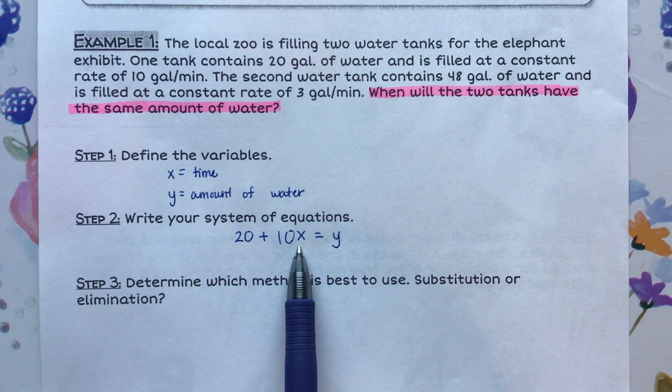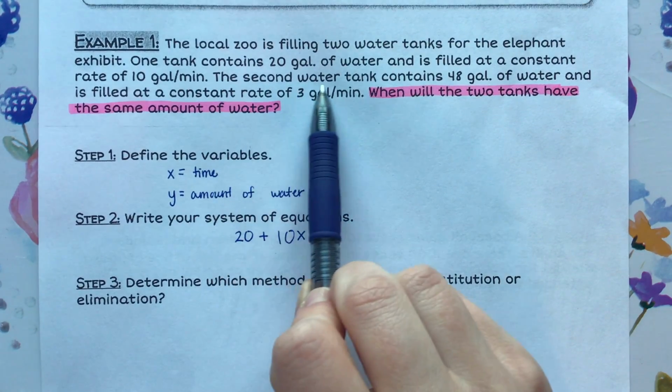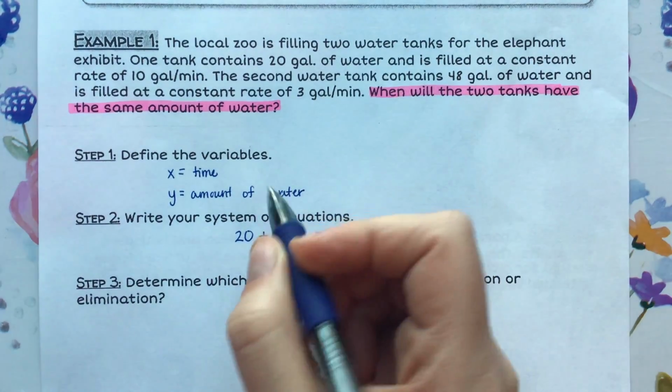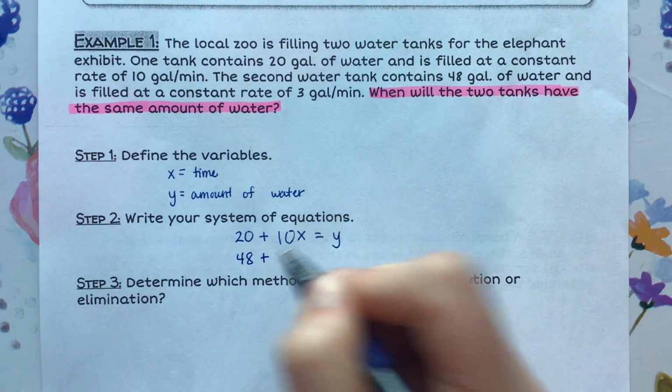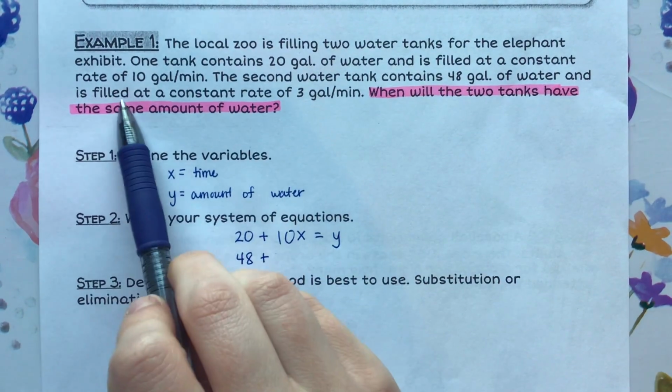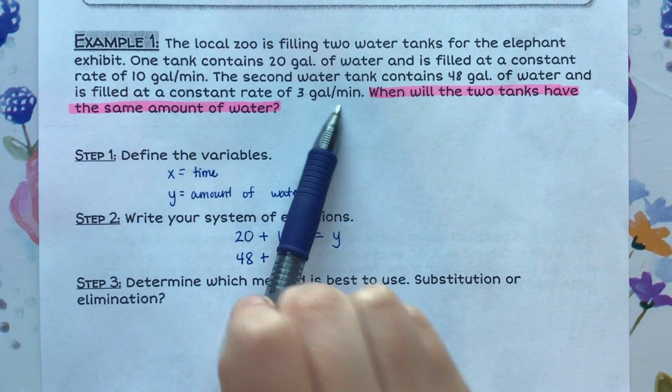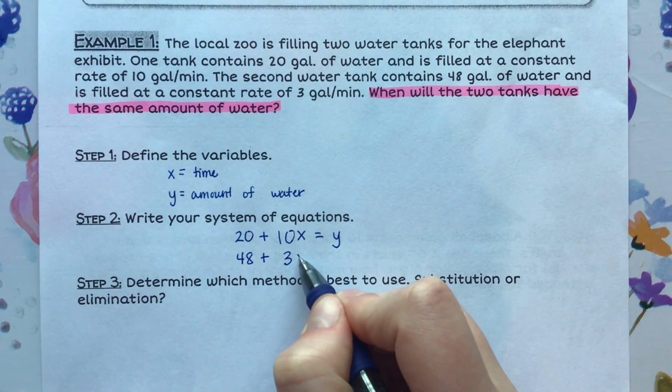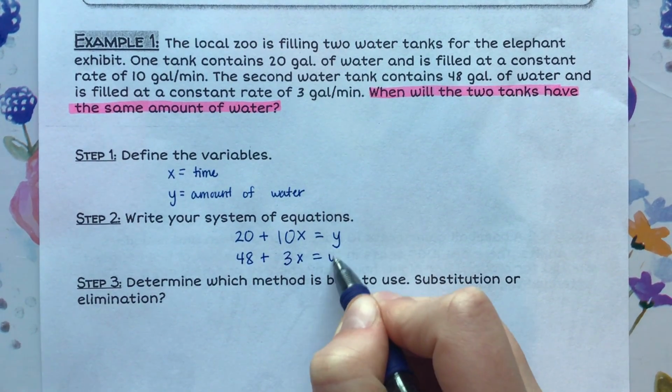Let's do the second sentence now. It says the second water tank contains 48 gallons, so we're beginning at 48, and it's increasing by a constant rate of 3 gallons per minute. So now it's 3 per x equals y.